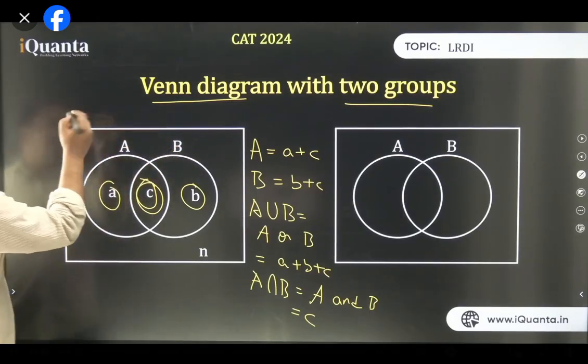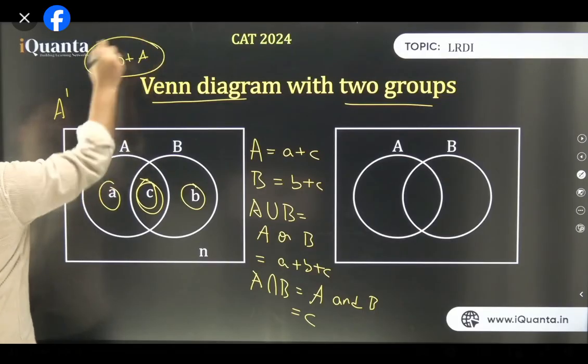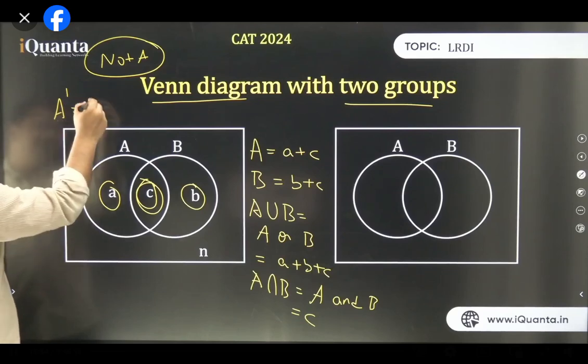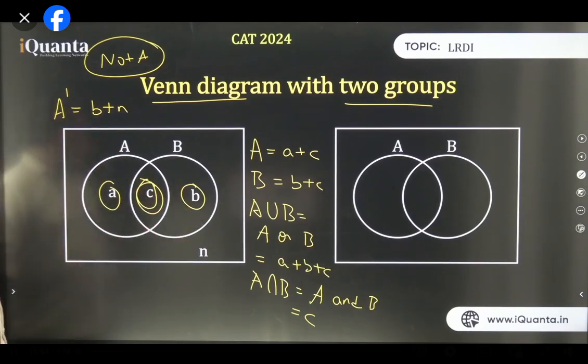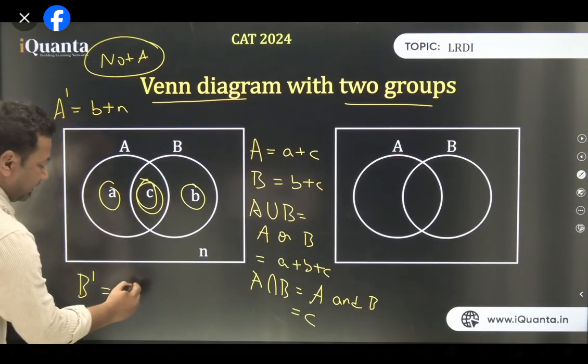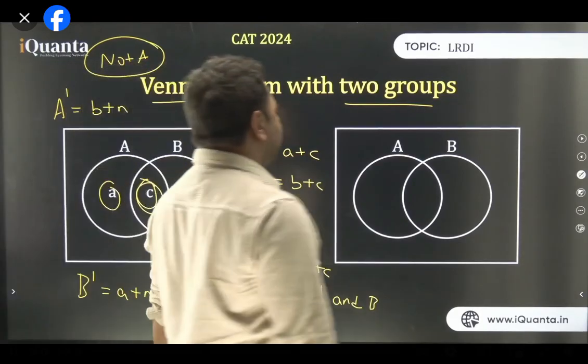Okay. Then there is a thing called A complement. They also say not A. A complement is everything except whatever is inside A. Everything that is not there in A would be here. That will be B plus N. B plus N. Clear? When we say B complement, everything except whatever is inside B, that will be A plus N. Cool? Getting it?